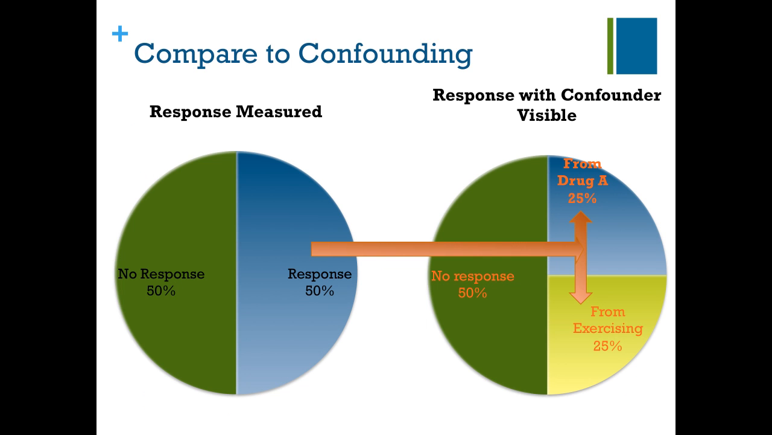Confounding, conversely, may show you that some of your response is due to a different factor rather than changing the response rate. In this example, you can see that although the response is 50% for both examples, on the left, the measured response is 50%, and on the right, you can see that actually half of that response is from the confounding factor of exercise.